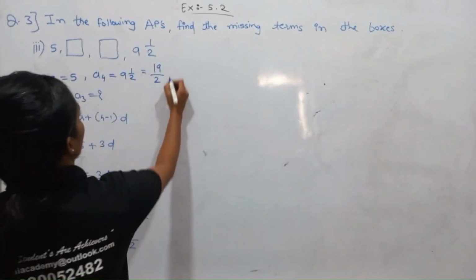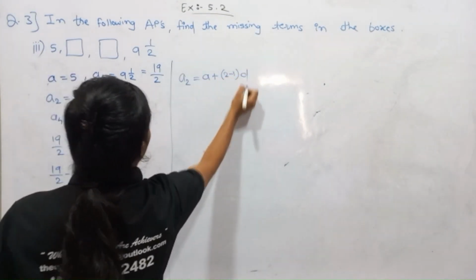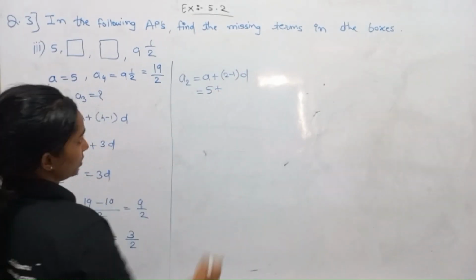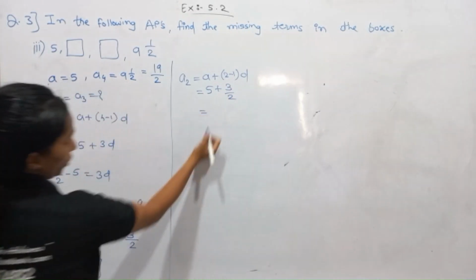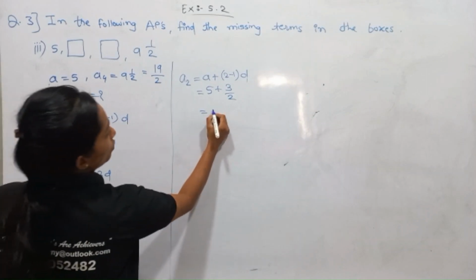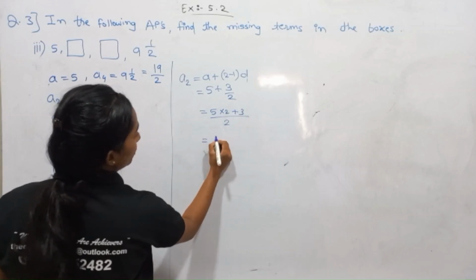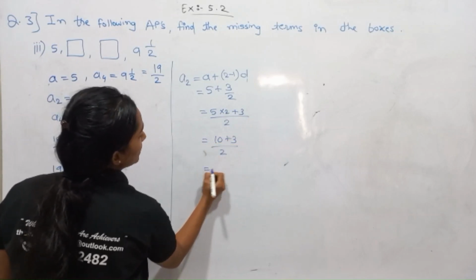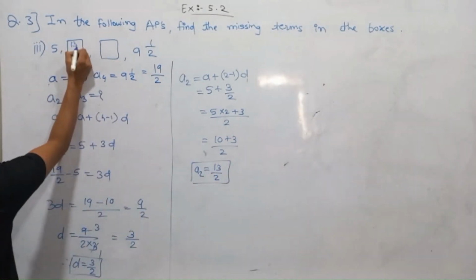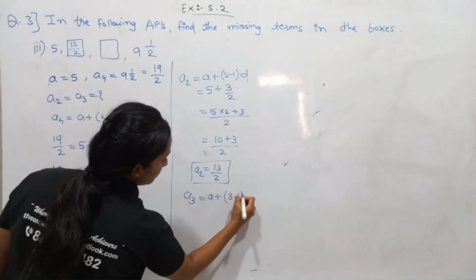a2 is a plus 2 minus 1 d. a is 5, 2 minus 1 is 1, 1 d, and the common difference is 3 by 2. So 5 into 2 plus 3 by 2. I took the LCM, 5 2s are 10 plus 3 by 2. It is 13 by 2. I got my second term. Now I have to find a3, which is a plus 3 minus 1 d.